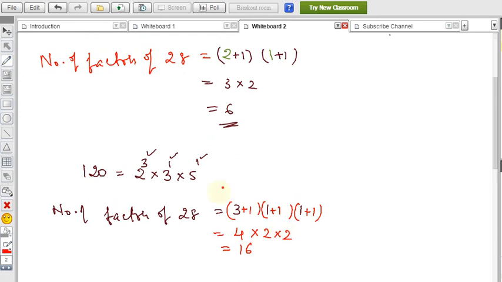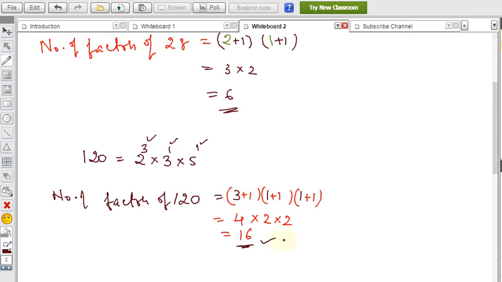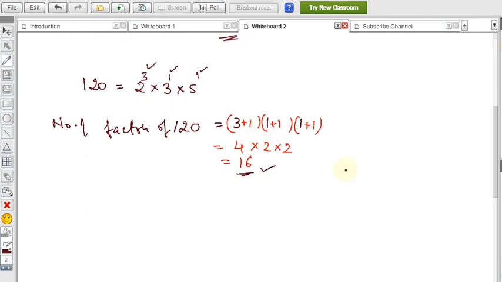Number of factors of 120 is now 16. So there are 16 factors if you write all the factors of 120. When the numbers are big, it's very hard to find the factors individually. So directly we can find that the number of factors for 120 is 16. Then we can write it as a formula like this.